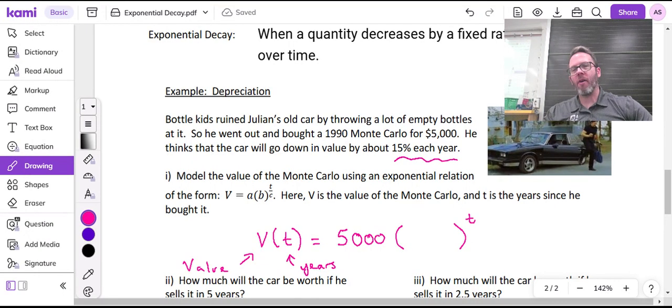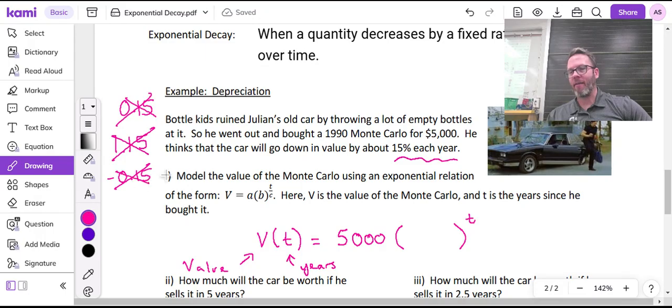So far, you guys have thrown out 0.15. That's not it. 1.15 was the closest we came. That's not it either. Negative 0.15 for decreasing wasn't a bad idea, but that's not it either. Anybody have any other ideas? So that would still be over 1, and that would mean it's increasing over time. So it's not that either.